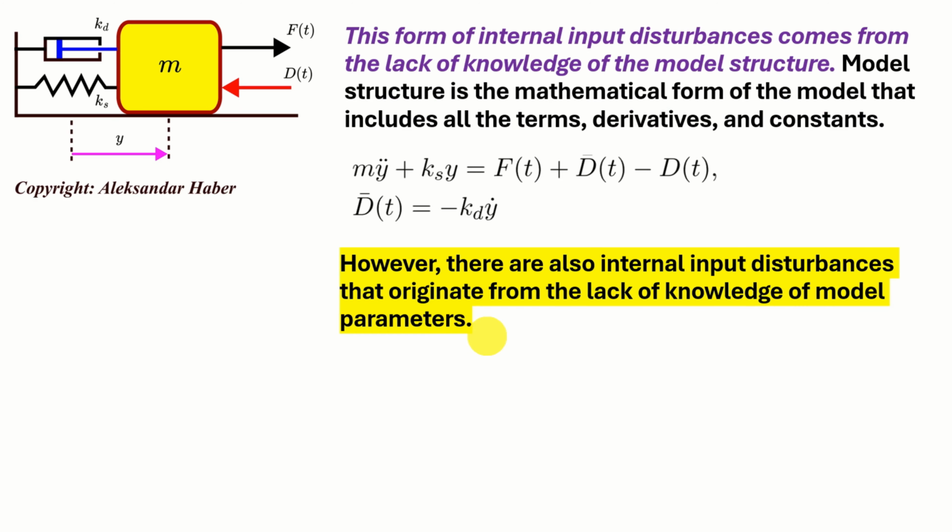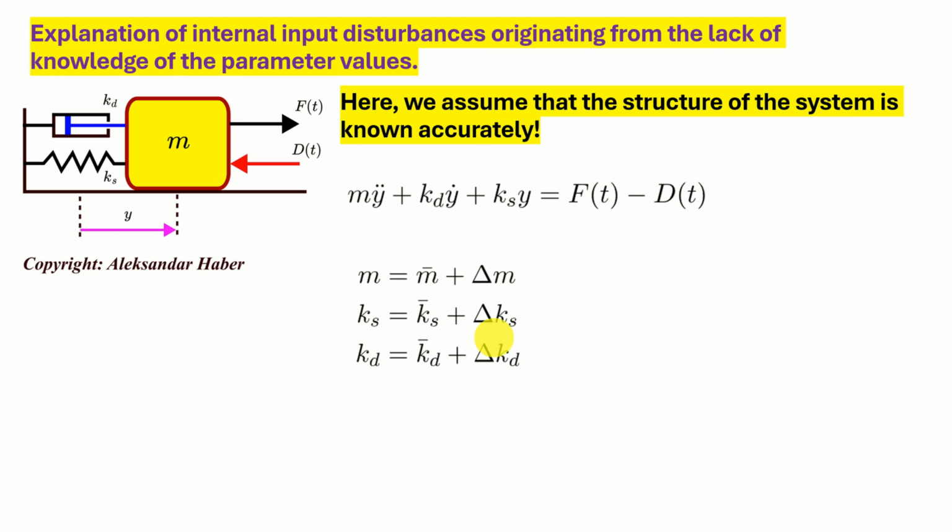However, there are also internal input disturbances that originate from the lack of knowledge of the model parameters, or to be more precise, the lack of knowledge of the numerical values of the model parameters. And let's illustrate this with the following example. First of all, let's assume that the model structure of the system is known accurately. That is, our modeler knows that there is an acceleration term, damping term, spring force term, external control input, and this external input disturbance term.